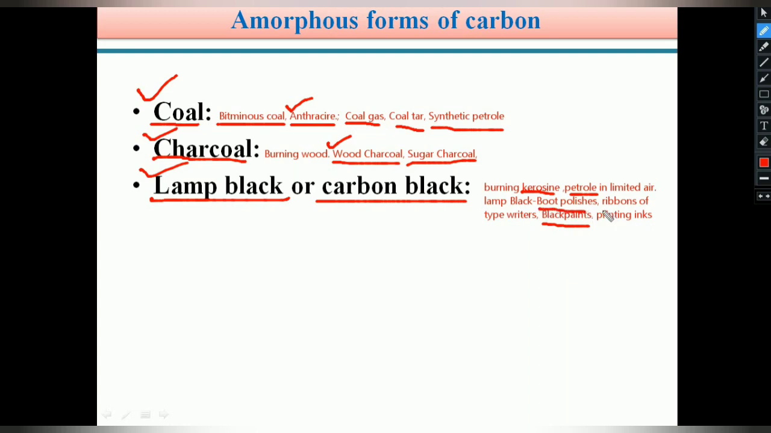ribbons of typewriters. Typewriter ribbons look black in color. It is also used in printing inks. So in this manner, various applications are there with the help of lamp black or carbon black. So these are the amorphous allotropes of carbon: coal, charcoal, lamp black or carbon black. These are the applications and information about the amorphous forms of carbon.